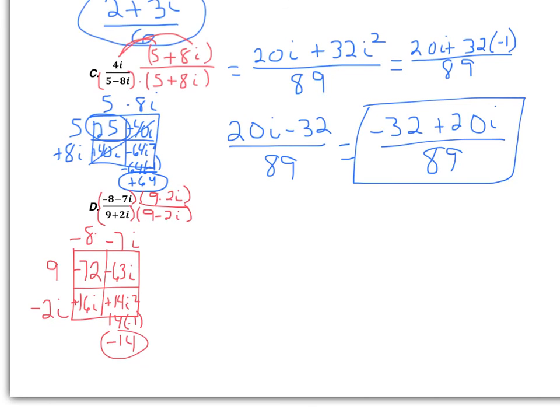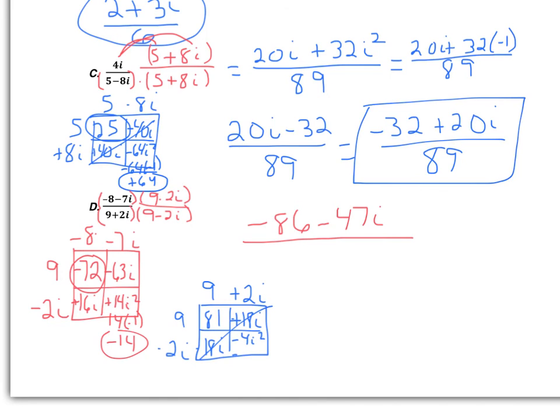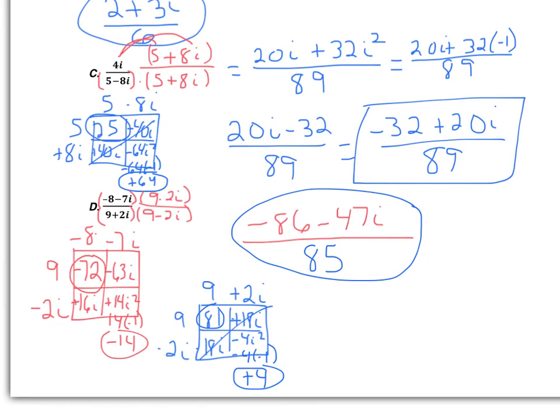So then we can combine negative 14 and negative 72, and we get negative 86. Negative 63i and positive 16i is negative 47i, all over. And we know that negative 4 times negative 1, because i squared is negative 1, so negative times negative is a positive 4. So 4 and 81 make 85. So we can't divide everything by the same number, so that is our answer.